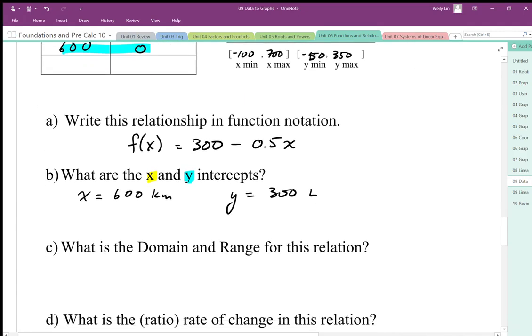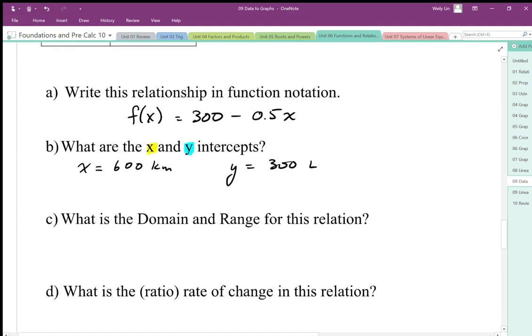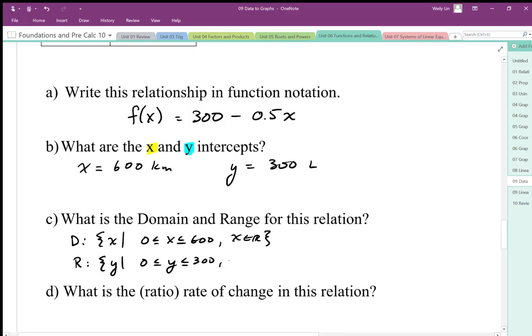The domain and range, because of the restriction on this, not the equation relationship, but the word problem, the domain is going to be from 0 to 600. Okay, and this is a continuous variable, so I'm going to say x is an element of the real numbers, and my range is going to go from 0 to 300 liters, and again it's a continuous variable, so y is an element of the real numbers.